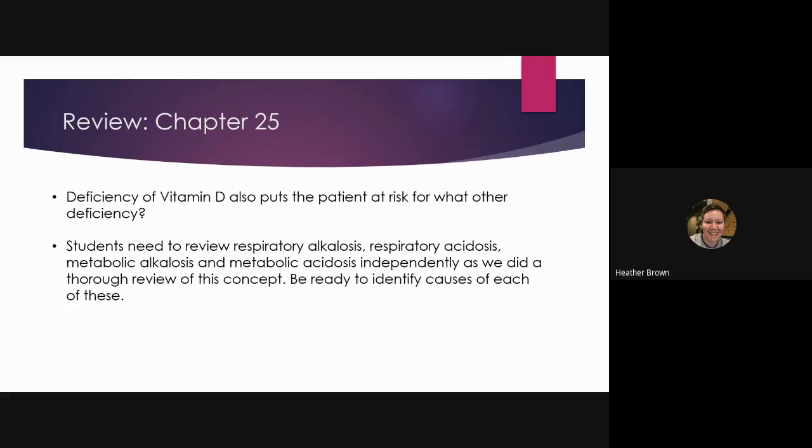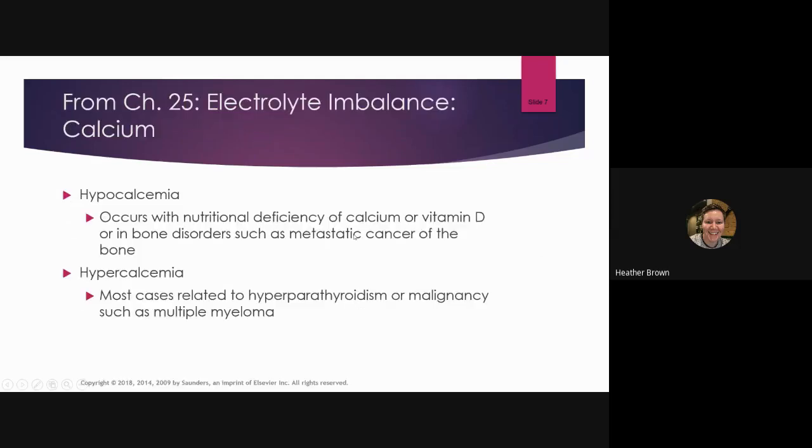So do review that briefly. There's just a few questions on it. So I'm going to flip back to my slides. All right, so you're going to review that independently. So just a really quick slide on calcium. Remember that goes hand in hand with vitamin D.